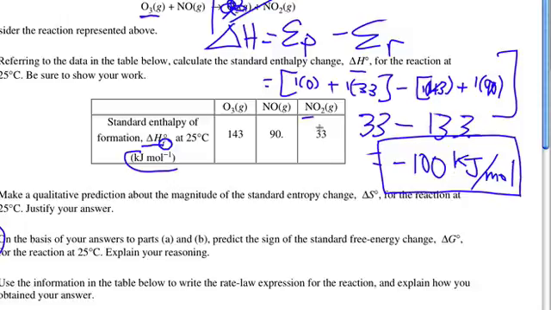It is spontaneous. Let's go through and double check our work. This side is 33. That's minus 133. So that's going to end up being negative 100 kilojoules per mole. That's exothermic.